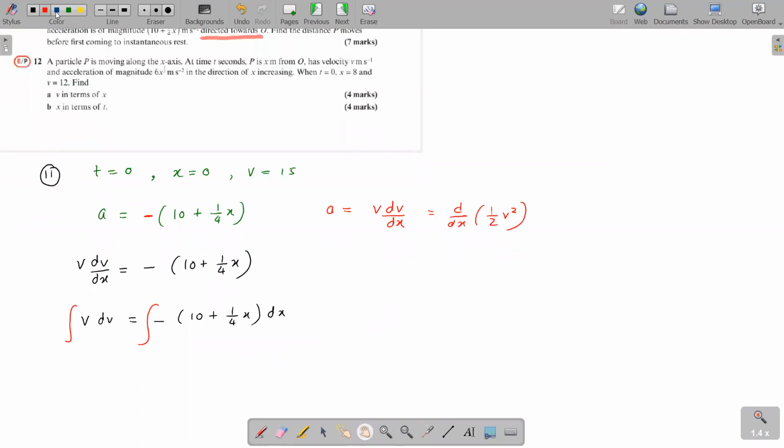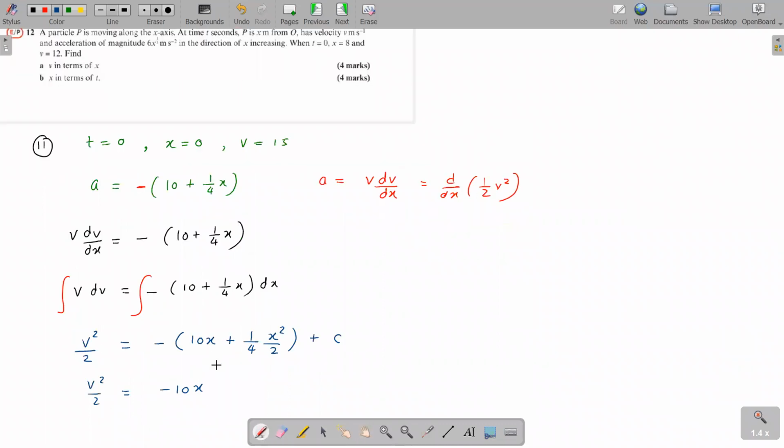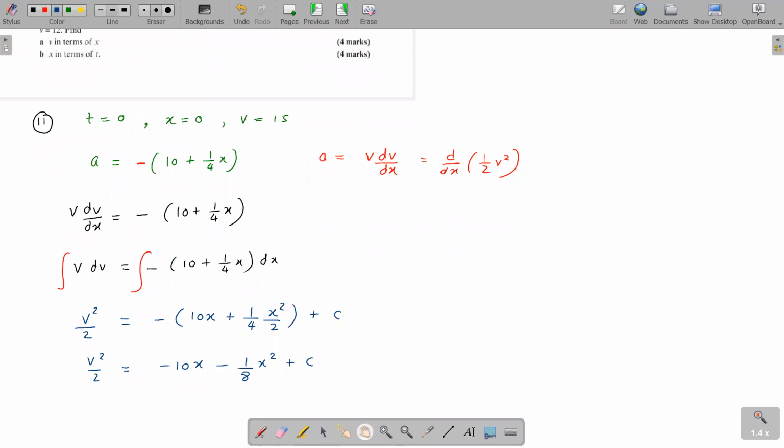So when I integrate v with respect to v, we get v square over 2. On the other side, the minus mark is out, leave it out. 10 integration is 10x. 1 over 4x integration is x square over 2. Are you with me? And then don't forget the plus c. So I get here v square over 2 equals, I'll open the bracket with the negative, minus 10x minus 1 over 8x square plus c. If you want, you could just multiply the whole equation with 2, but you'll get 2c here. That's fine. Or else just leave it like this and we'll go for our limits.